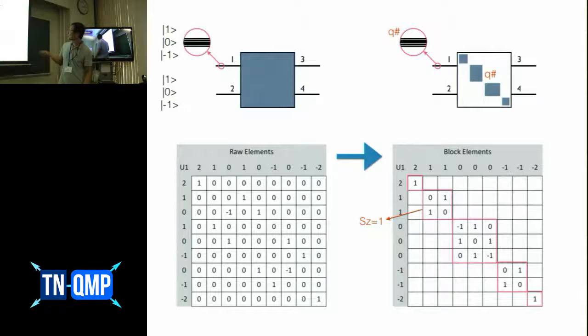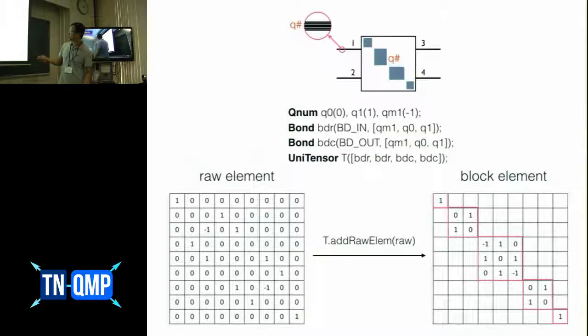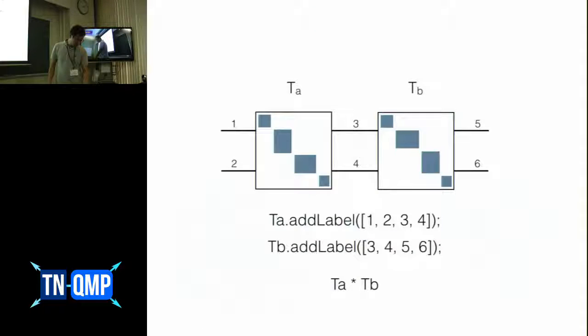So in this library, this basis is done automatically. Just fill in the tensor, the matrix in the product basis, and it will actually be stored this way. And the operation is easy. You just add labels to each bond of the tensor, and the repeated labels will be contracted. So this tensor contraction is basically just TA times TB.